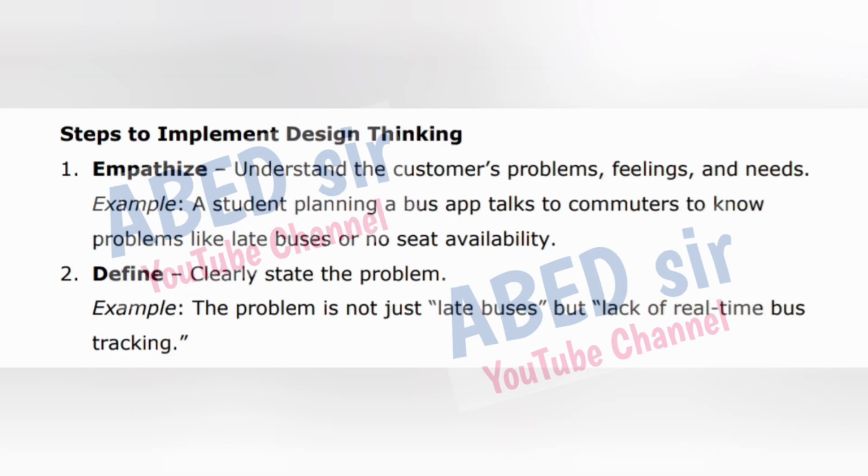Steps to implement design thinking. 1. Empathize, understand the customer's problems, feelings, and needs. Example, a student planning a bus app talks to commuters to know problems like late buses or no seat availability. 2. Define, clearly state the problem. Example, the problem is not just late buses, but lack of real-time bus tracking.